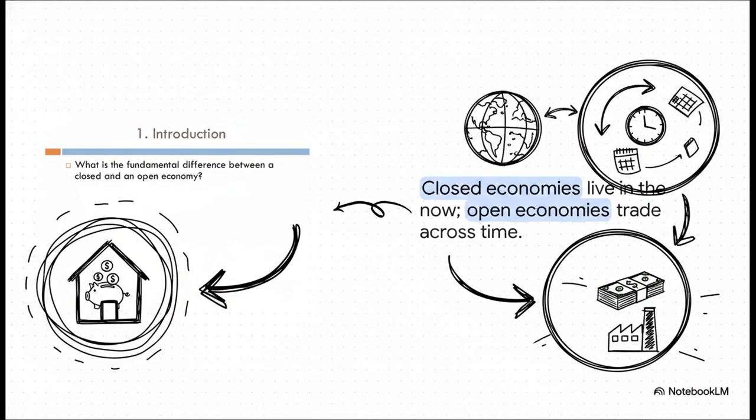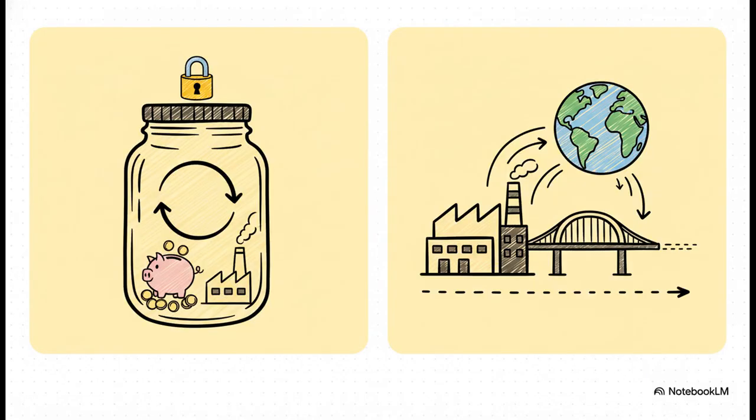And this is where we see a massive fork in the road. On one side, you've got a closed economy. Think of it like a household that can only spend what it earns right now. But an open economy, well, it can do something kind of magical. It can trade across time. It can actually borrow from its future self to build a better present. So let's break that down.